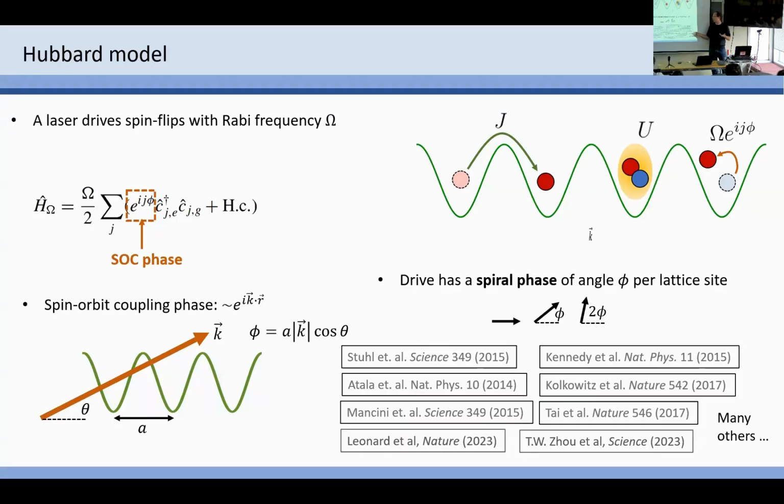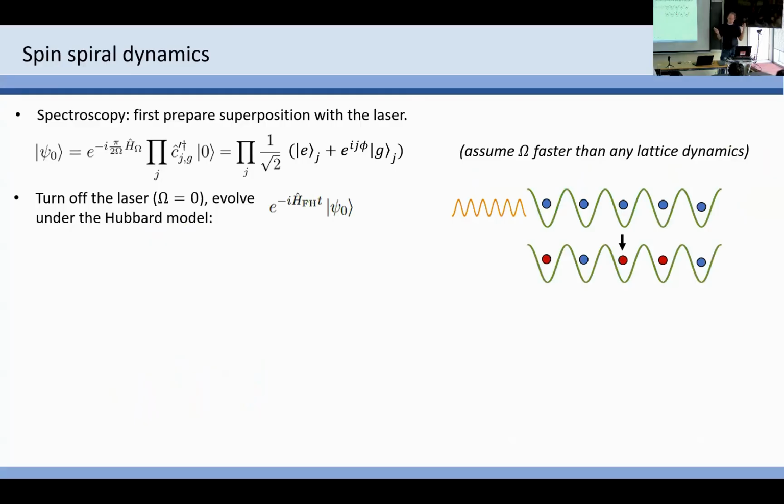And the physics induced from this sort of spin-orbit coupling in this system has been explored in a ton of experimental works recently with various platforms. I have eight here, and I apologize if I've missed more because there are really so many, and a ton of theory work as well. Now, to be clear, what we're going to study theoretically is to prepare a pi-half pulse, and assume that the Rabi frequency of the pulse is much stronger than any other lattice dynamics.